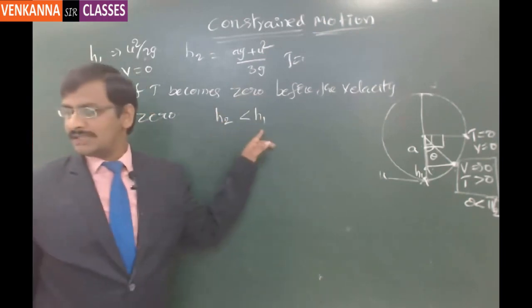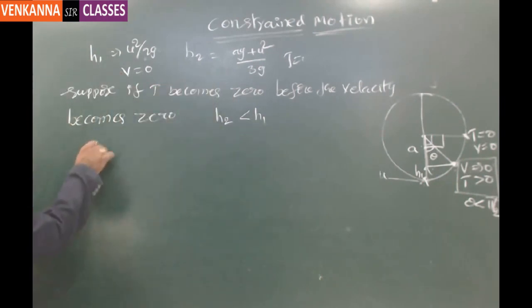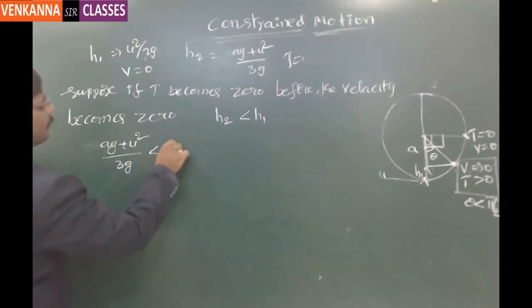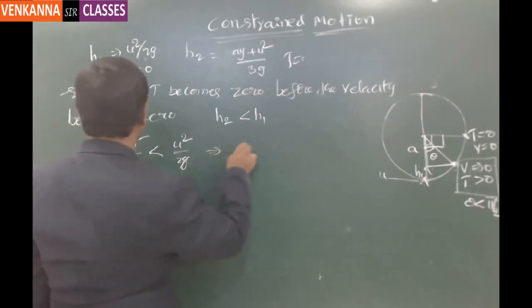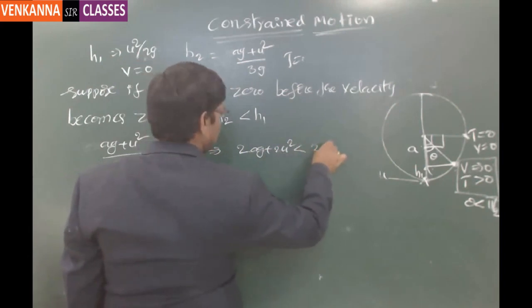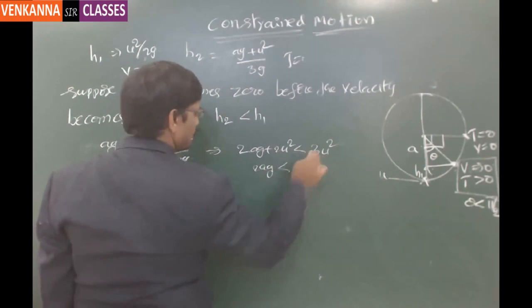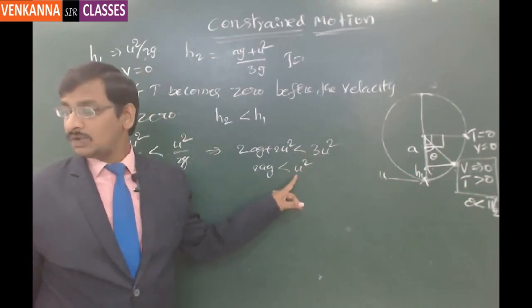So H2 is less than H1, and H2 value is Ag plus U square by 3G. This is less than U square by 2G. Then this G will cancel out, and it implies 2 times Ag plus 2U square is less than 3U square, or 2Ag is less than U square. Now here, if you notice, 2Ag is less than U square.